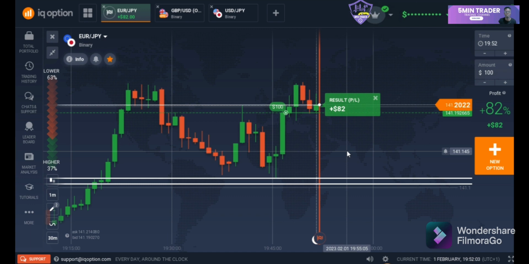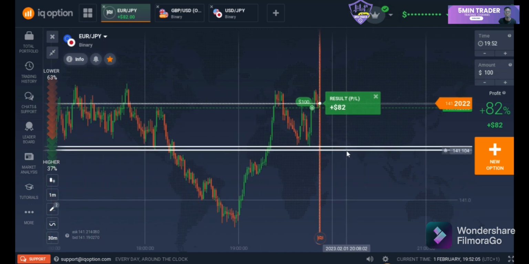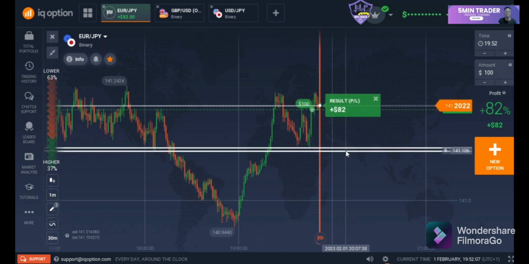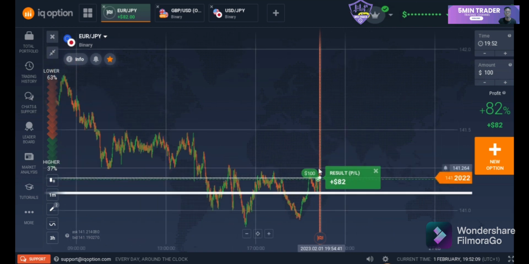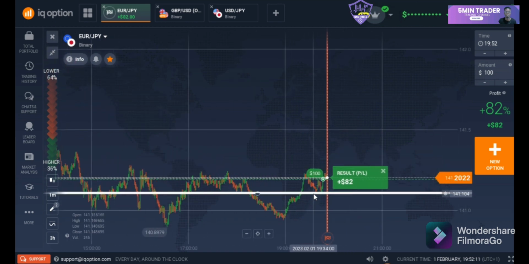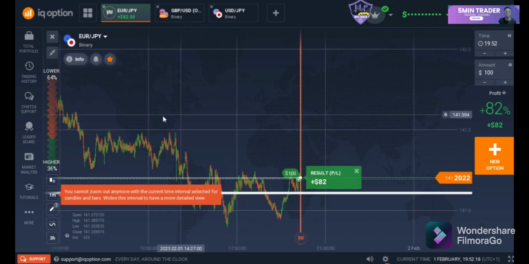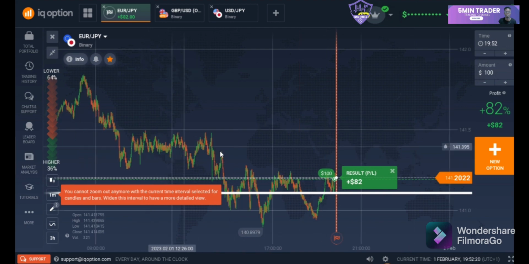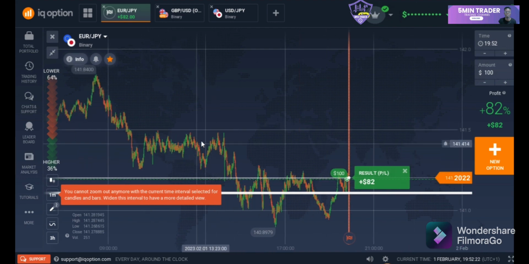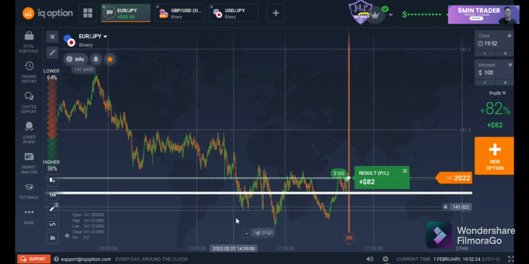So guys, we've won this trade easily. Now let me explain why I took this trade. When I opened this chart, the market was around this area, and this is a strong downtrend. In the last 3 hours, the market has been trending down.